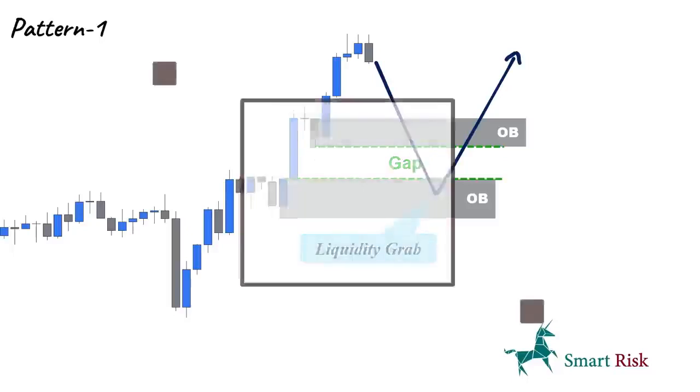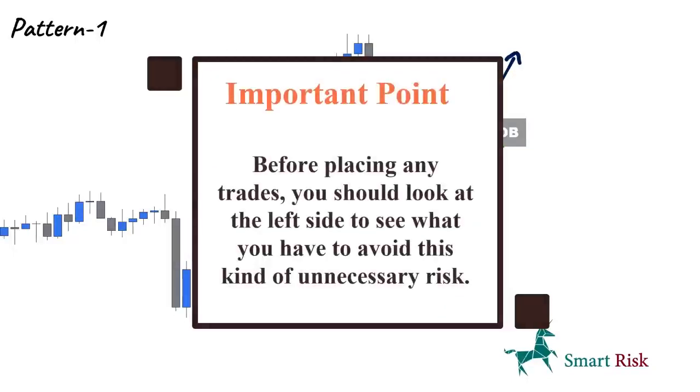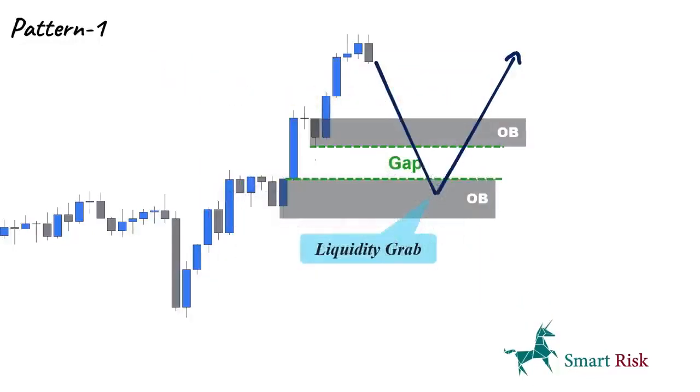So here are 2 points. First, before placing any trade, you should look at the left side to see what you have, to avoid this kind of unnecessary risk. Second, when this pattern is formed and we have a gap and another valid order block precisely under the first one, we don't consider this break a valid change of character, since there is a high chance for this move to be just a liquidity grab and does not necessarily mean a reversal is coming.